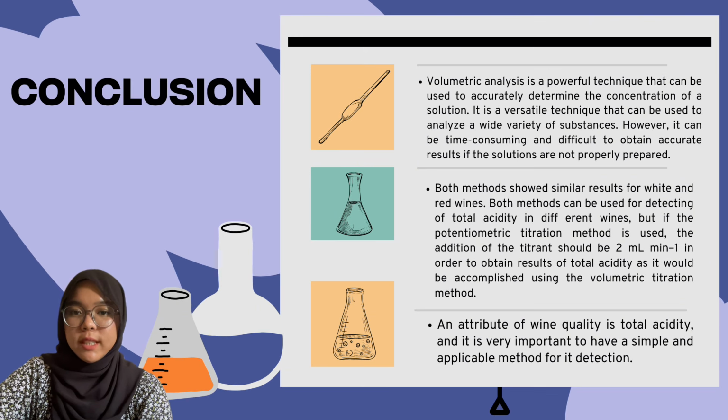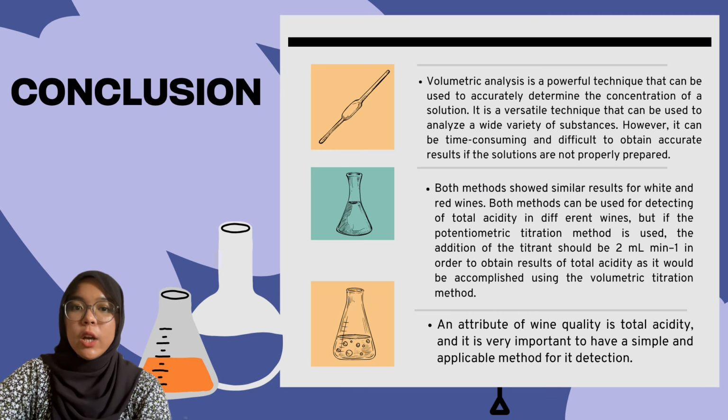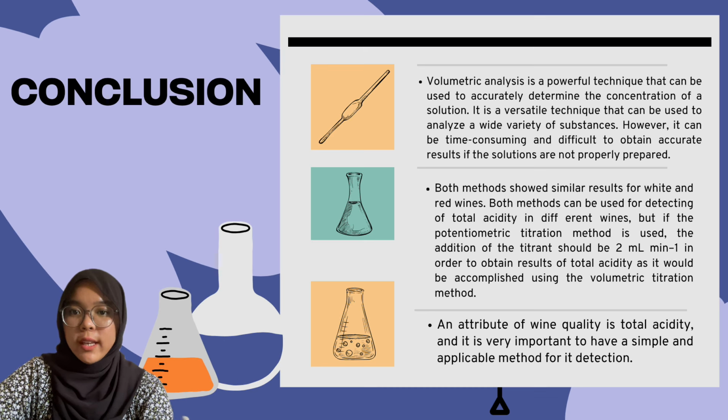To conclude our presentation on volumetric analysis, let's review the key points. Volumetric analysis is a highly effective and accurate method to determine the concentration of a solution. However, the accuracy of this method depends greatly on how well the solutions are prepared. If the titrant or analyte is not prepared properly, the result can be inaccurate or inconsistent, making the process less reliable. In real-world applications, such as in wine testing, volumetric analysis has proven useful in measuring total acidity.